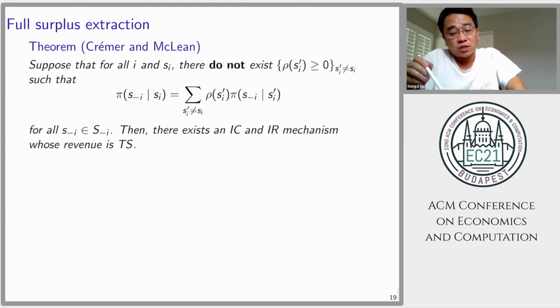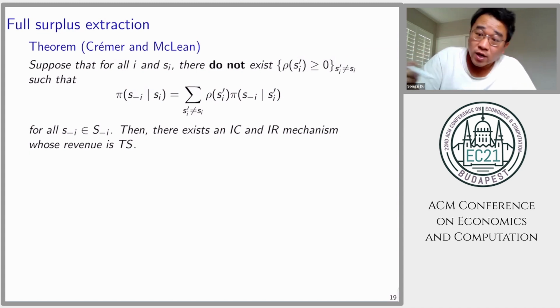Let us suppose that for every bidder and every type, the interim belief at the type Si does not lie in the positive linear span generated by the interim beliefs of other types. So there does not exist a weight rho at which we can write the interim belief conditioning on Si as a positive weight over the other types' interim beliefs. For every bidder i and every type realization Si, this is not possible. So that is the condition.